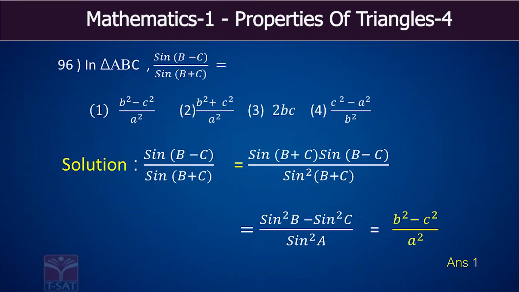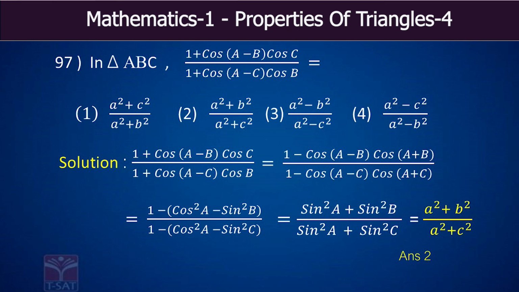96. In triangle ABC, sin(B minus C) by sin(B plus C) is equal to: 1) b square minus c square by a square, 2) b square plus c square by a square, 3) 2bc, 4) c square minus a square by b square. Sin(B minus C) by sin(B plus C) is equal to sin square B minus sin square C by sin square A. That is b square minus c square by a square. So option number 1.